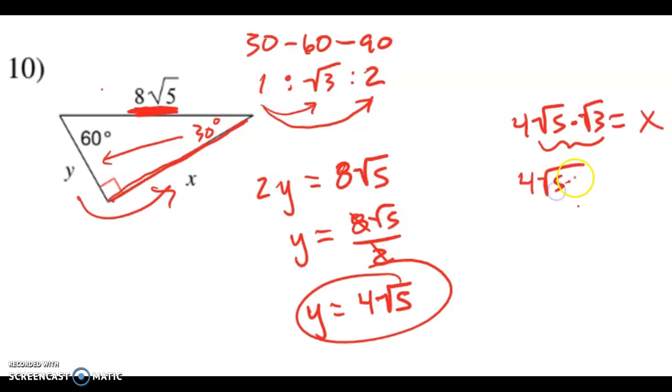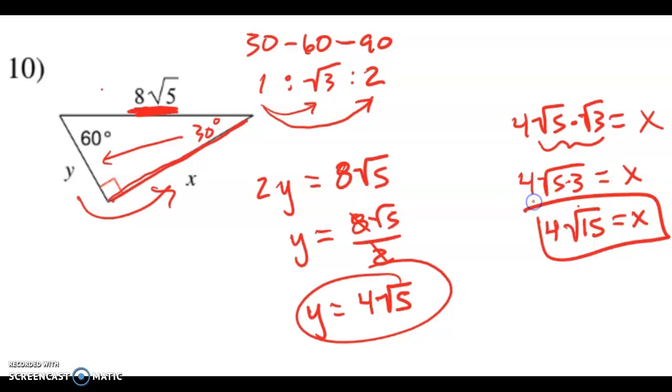So this becomes 4 times radical 5 times 3. That's equal to x. 5 times 3 is 15, so 4 root 15 is my simplified expression for x, and we're done.